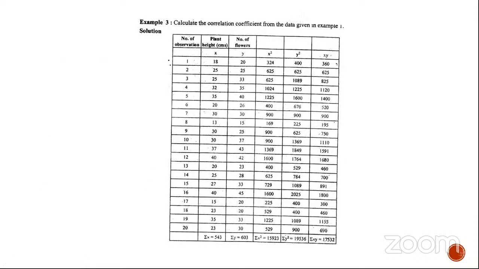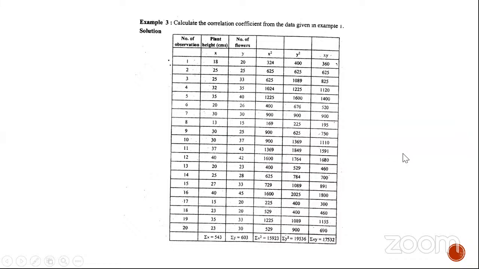So this table shows some data. You have plant height as the X value. These are independent values, and depending upon the plant height, you have a number of flowers. So the number of flowers is Y. This is a dependent value, dependent upon the X value. So we have X and Y values, plant height and number of flowers, and we want to estimate whether the two variables have any correlation or not. So is there any correlation between the plant height and the number of flowers?